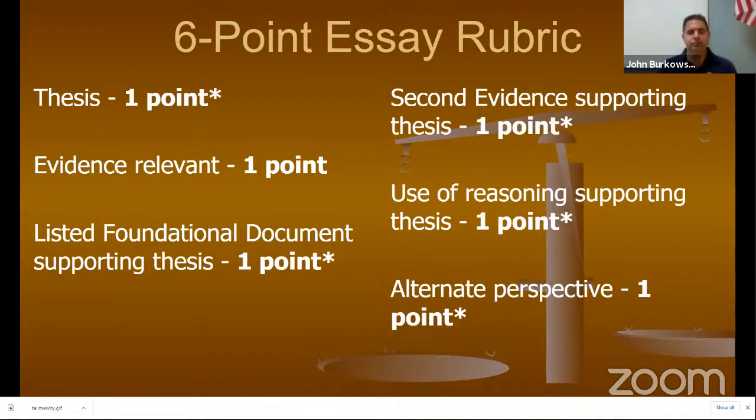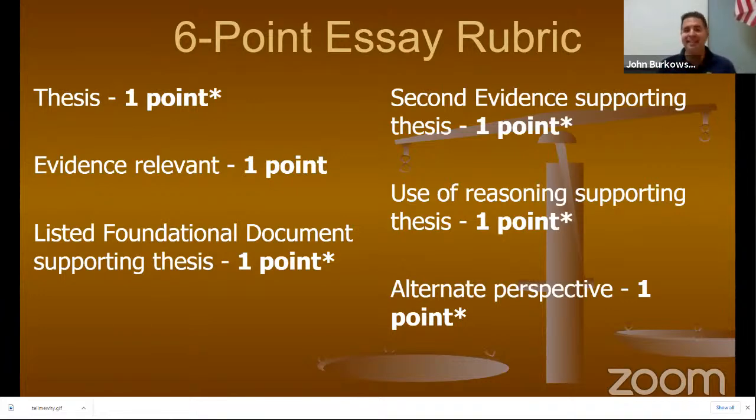1 point for you choose relevant evidence. Evidence that you describe that is relevant to the topic of the prompt. This is the easiest point, I would say. Then you get 2 points for using evidence in support of the argument. So you get 1 point if you use one of the foundational documents that is listed for you in the prompt. But remember, it has to support your claim. That's the key thing. That's how you get that point. You gotta make sure you support the claim.